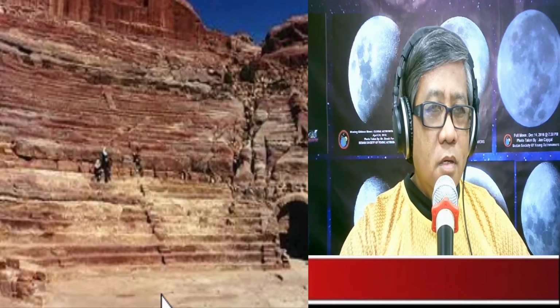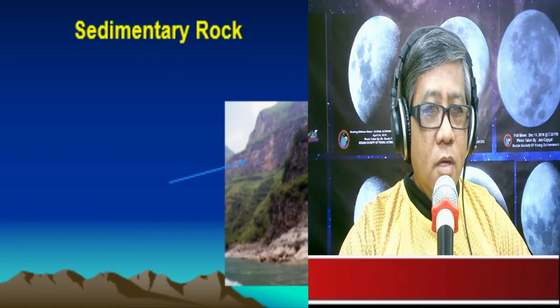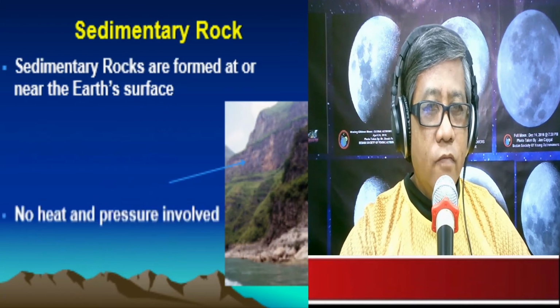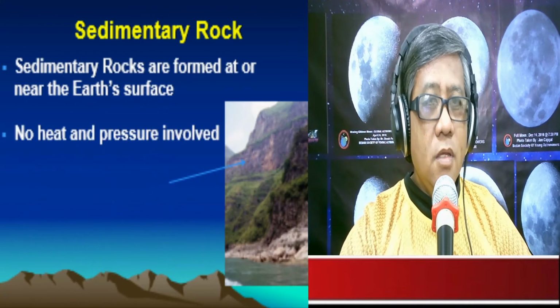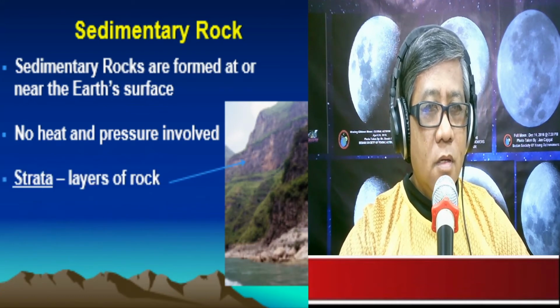Alright, and here is a picture of a mountain made up of sedimentary rocks. You can see those layers of sediments that hardened over time. Sedimentary rocks are formed at or near the Earth's surface, and there is no heat and no pressure involved in their formation.